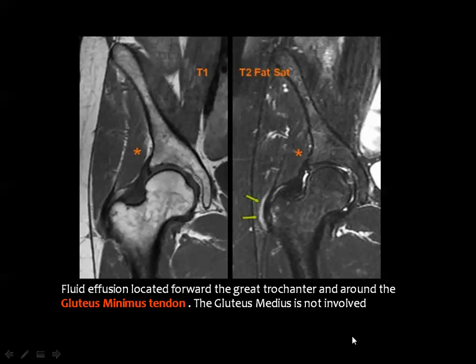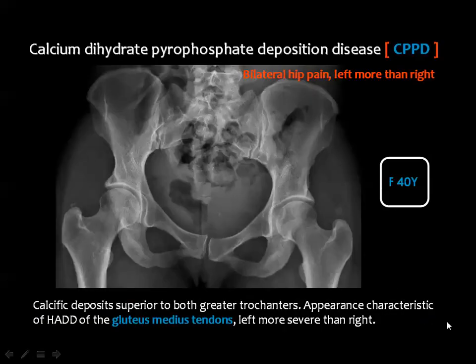Then this is an example of the gluteus minimus tendon, which is intact, but there is some fluid density signal intensity around the tendon itself, denoting peritendinitis.